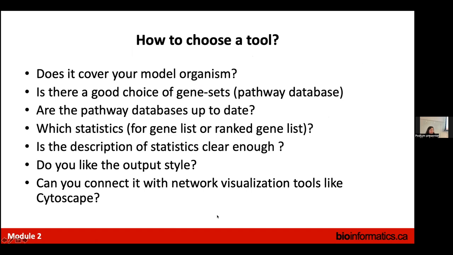So here are some questions that might guide you when you need to choose your tool. First, does it cover your model organism? Some tools will just cover human and mouse, and some tools will cover a lot of model organisms. Is there a good choice of pathway database? Are the pathway databases up to date? Which statistics do they use? Now you can recognize: is it for defined gene lists? Is it for ranked gene lists? Some tools have options for both, so you can choose either. Is the description of the statistics clear enough? Do you like the output style? And can you connect with network visualization tools like Cytoscape?